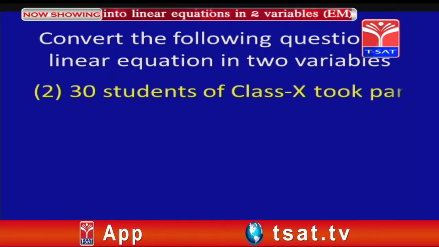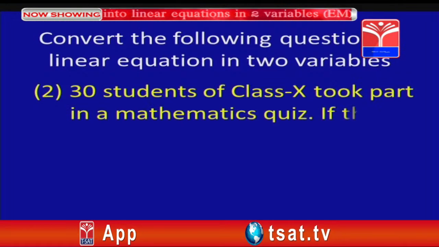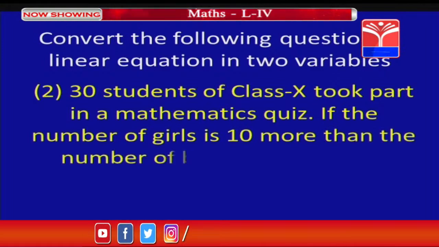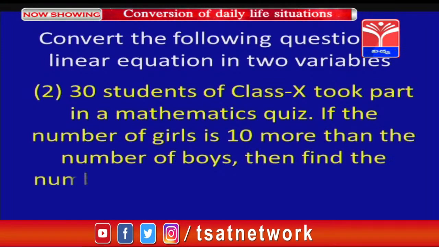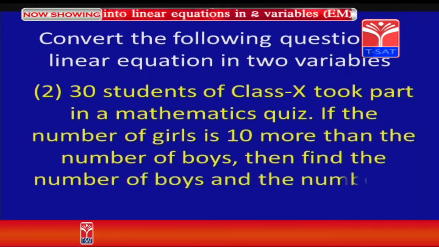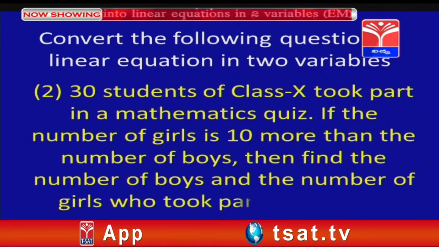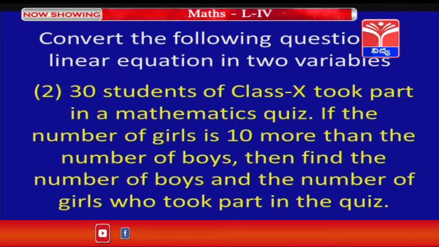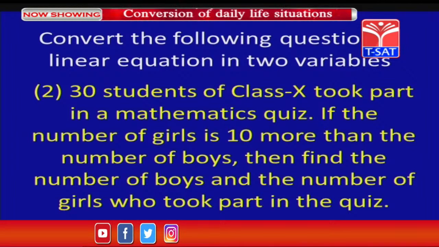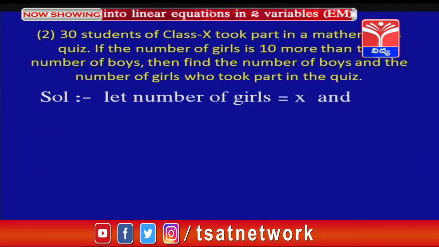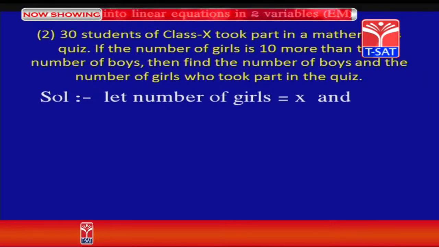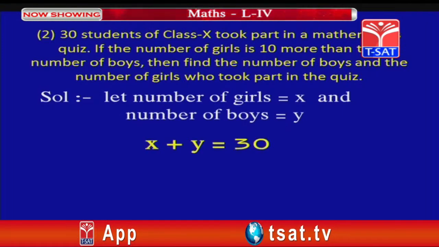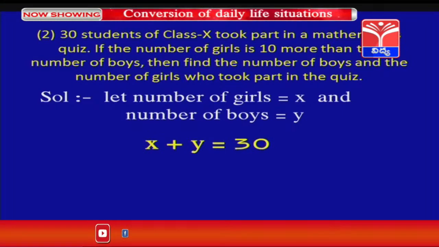Second question: 30 students of class 10th took part in a mathematics quiz. If the number of girls is 10 more than the number of boys, then find the number of boys and the number of girls who took part in the quiz. If you observe the question, there are two situations. Solution: let the number of girls be x and the number of boys be y. Because in this problem there are two cases.